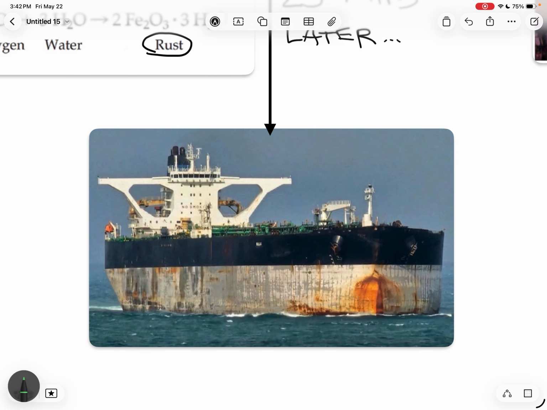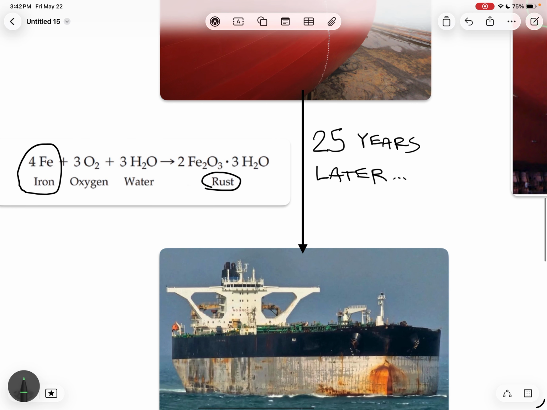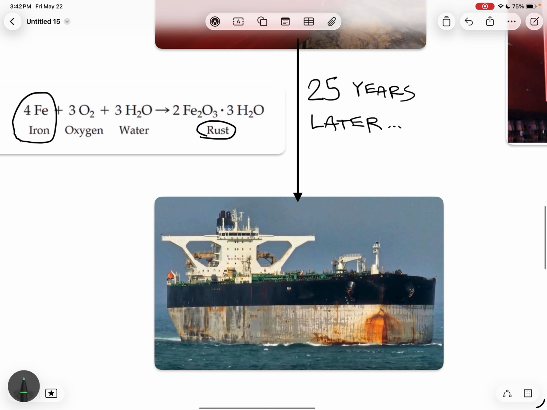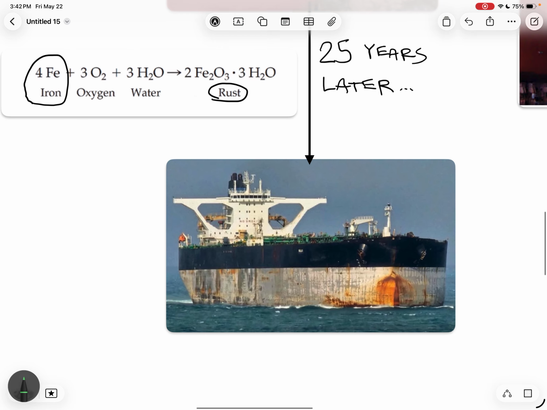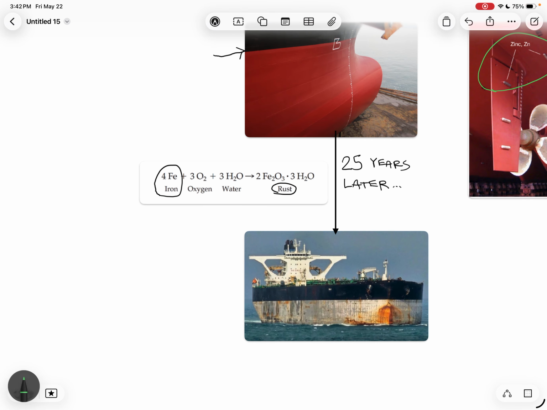This here is actually the VLCC, or Very Large Crude Carrier Tanker, the Marinera, which was built in 2002 by Hyundai Heavy Industries. It originally looked like something like this, but now, because of the corrosion that's been taking place through this chemical reaction, the lower hull has this very corroded and gray appearance.